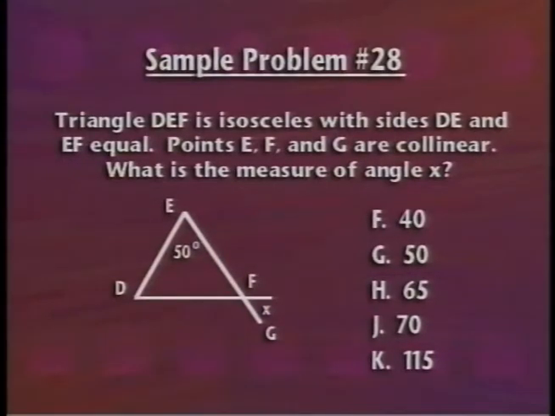Triangle DEF is isosceles with sides DE and EF equal. Points E, F, and G are collinear. What is the measure of angle x?